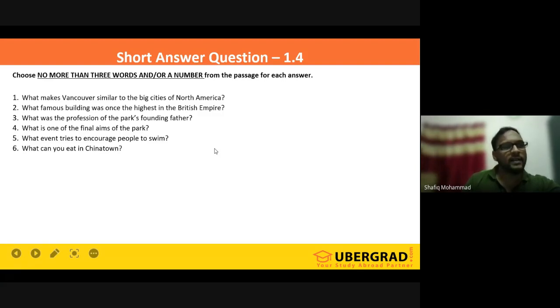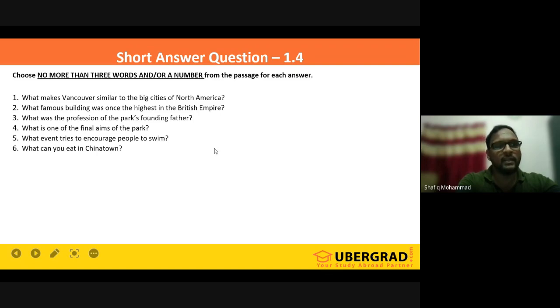Then second answer would be marine building. Marine building. Okay. Third answer is real estate developer. Real estate developer. This has three words, but see, the second answer has only two words, so it can be one word, two words, or up to three words, or a number. We didn't get any numbers here, but by the way, the third answer is real estate developer. Real estate developer is three words.